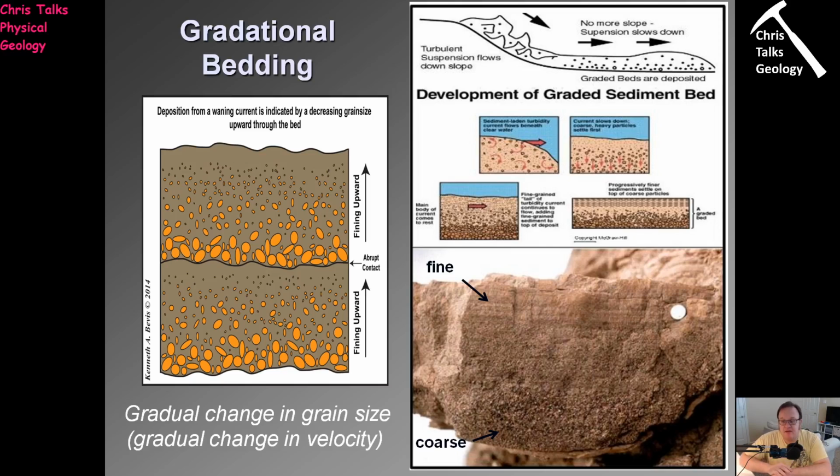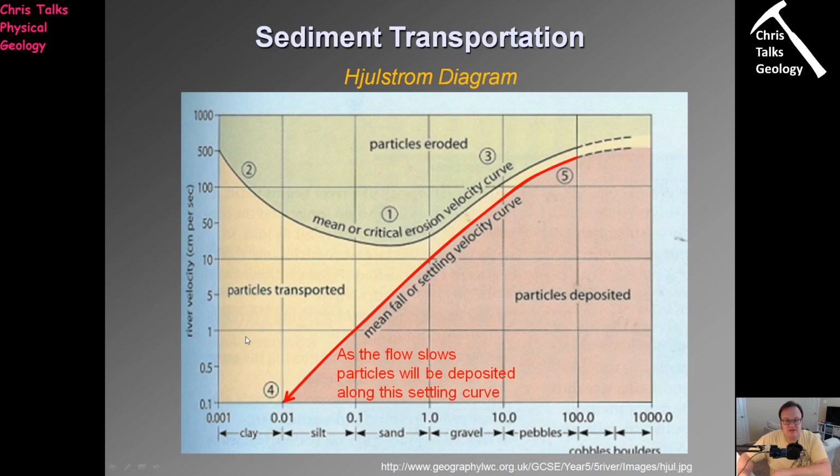So this diagram here, once again, is just really pushing home gradational bedding, because I want to make sure everyone feels that they can understand what's going on. In the case of gradational bedding, you can see we have a system where one bed starts off very coarse, getting steadily finer. Then the next bed, very, very coarse, gets steadily finer. And these particular types of beds are being formed by what we refer to as turbidity currents.